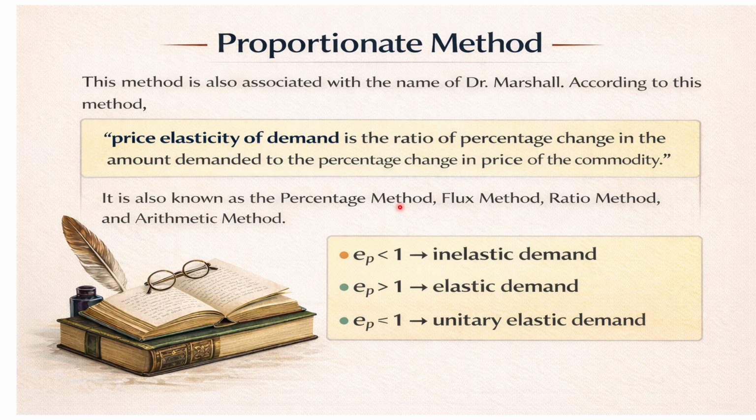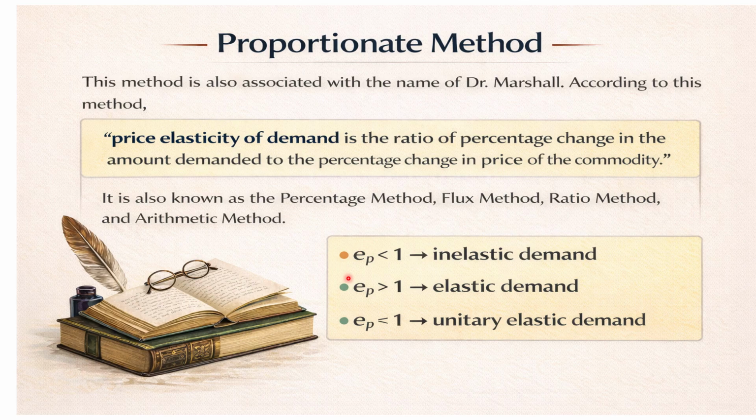So here price elasticity of demand is the ratio of percentage change in quantity demanded to the percentage change in price. It is also known as percentage method, flux method, ratio method or arithmetic mean method, because it is the most commonly used method to measure elasticity of demand. It clearly shows how responsive demand is to price changes.